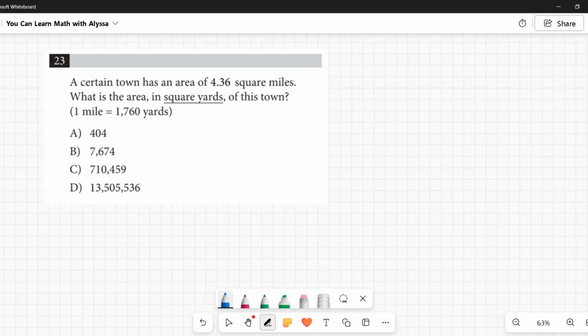Number 23. A certain town has an area of 4.36 square miles. What is the area in square yards of this town? 1 mile equals 1,760 yards.